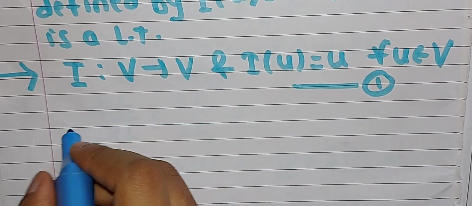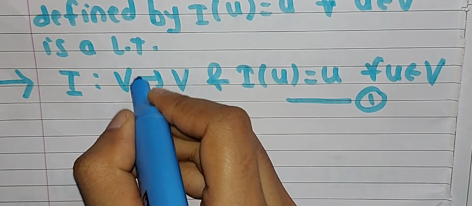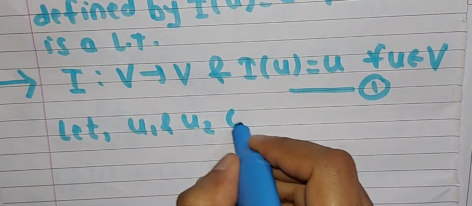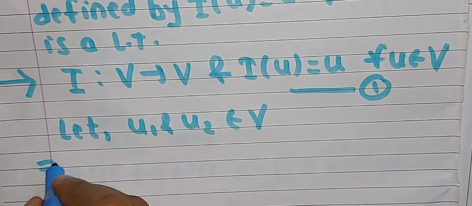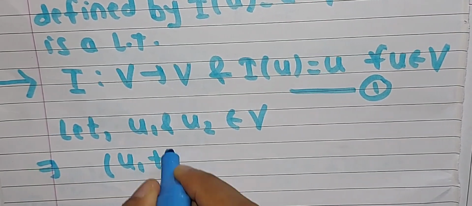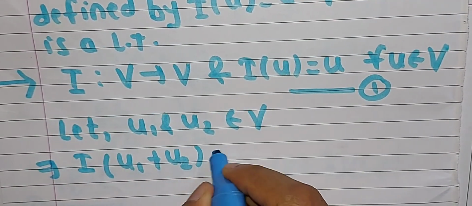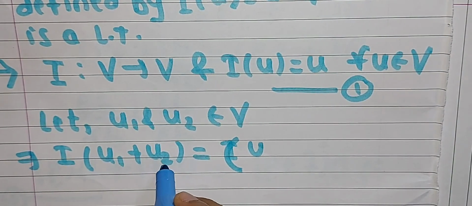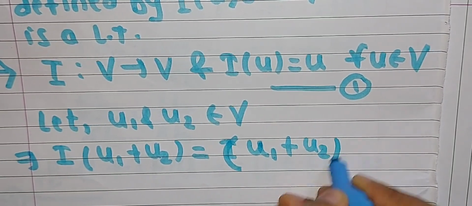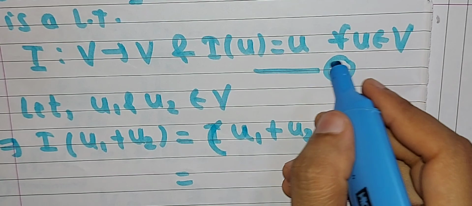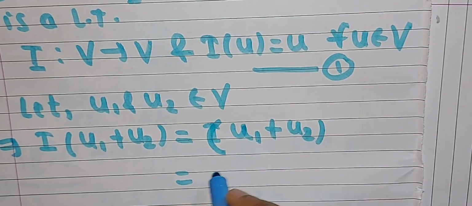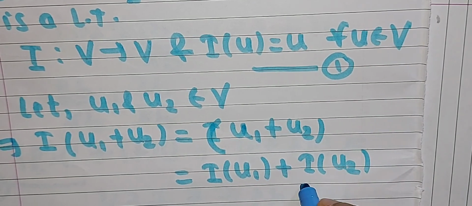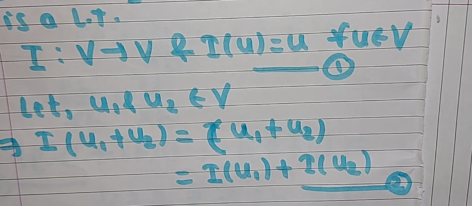Now to prove the first property of linear transformation, just consider two elements from this domain. Let u1 and u2 belong to capital V, that is my domain V. That implies, apply I on u1 plus u2. With the help of equation number 1, I of u equal to u, so I of u1 plus u2 will be u1 plus u2. Again with the help of equation number 1, u1 can be written as I of u1, so this equals I of u1 plus I of u2. This is the additive property of the transformation, and we denote this as equation number 2.